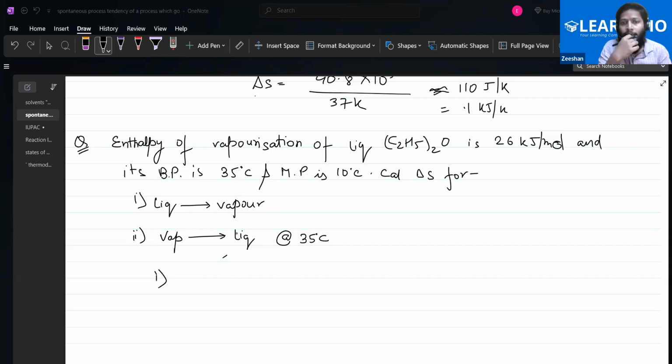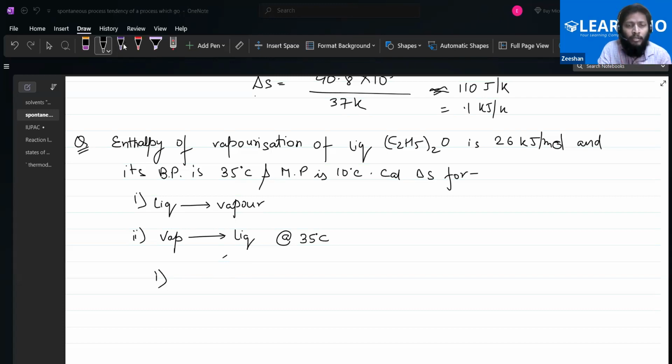Let me tell you, this melting point is only given for confusion. There is nothing related to it here, because we are converting liquid into vapor. There is no solid involved, right? Is everybody understanding this question? Yes, sir.